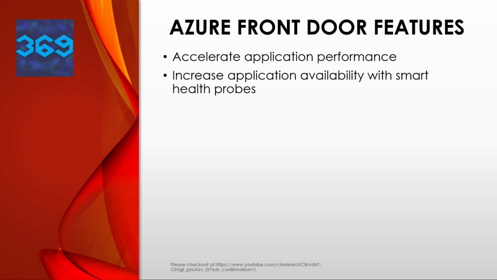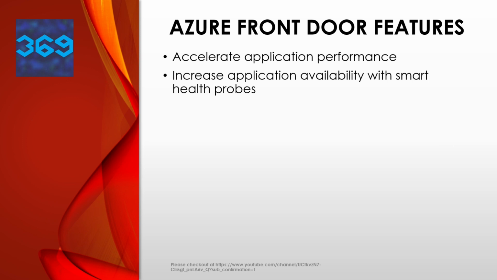Increase application availability with smart health probes. So, what does that mean? Front Door delivers high availability for your critical applications using its smart health probes, monitoring your backend for both latency and availability, and providing quick automatic failover when a backend goes down. So you can run planned maintenance operations on your applications without downtime.